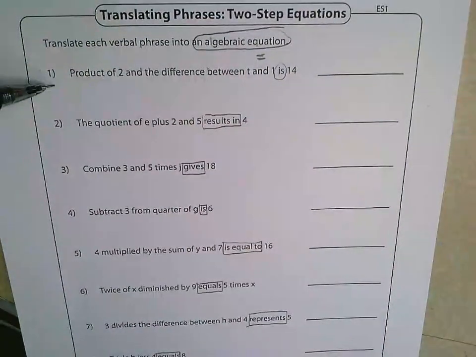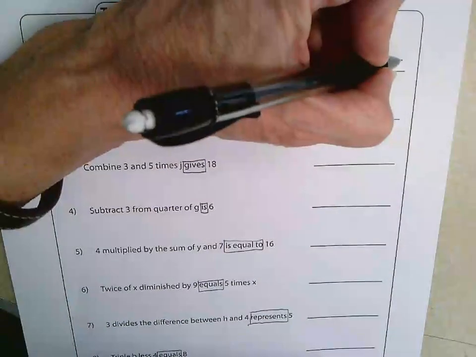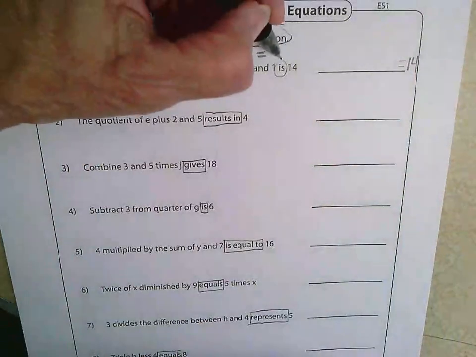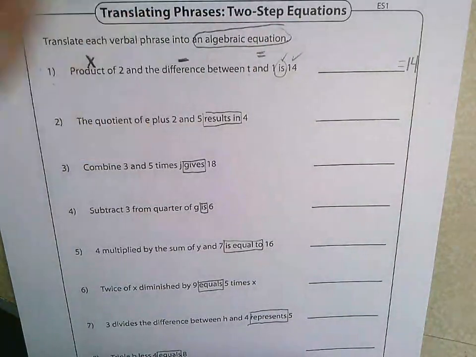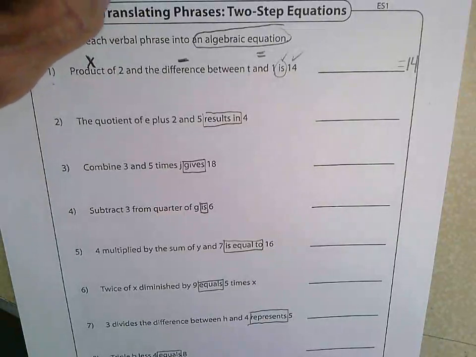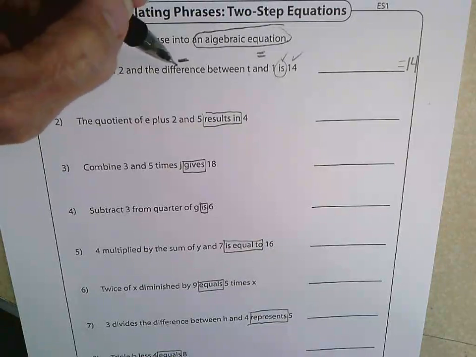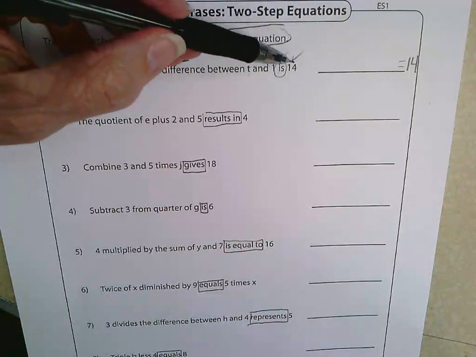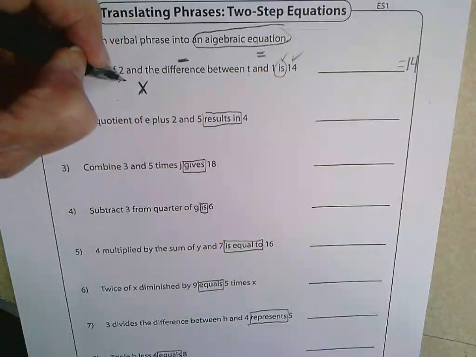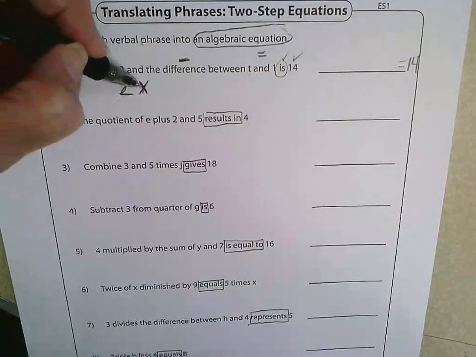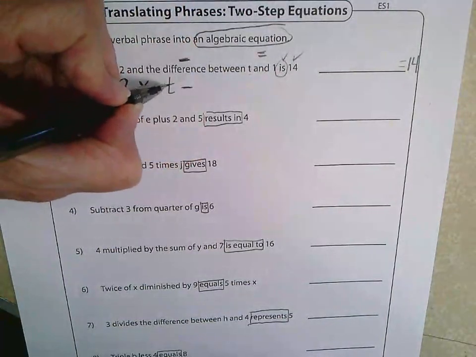So going back up to number 1, the product of 2 and the difference between t and 1 is 14. Well, I know whatever I write has to be equal to 14, so I've got that taken care of. Product is multiplication, difference is subtraction. So the product, or when I multiply 2 and something else, I'm going to get 14. So I'm going to be multiplying, and I'm going to be having 2 times something. The product of 2 and the difference between t and 1.